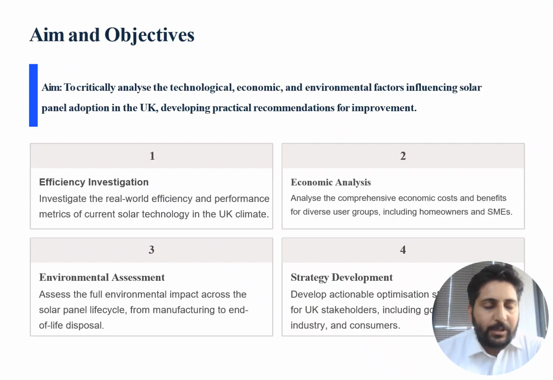So, aim and objectives. The main aim of my dissertation was to analyze the key factors affecting solar panels in the UK and to create a list of practical recommendations. To achieve this, I focused on four main objectives. Number one is investigating the technology efficiency. Second is analyzing the economic costs and benefits. Third is assessing the full environmental life cycle. And finally, developing strategies to make solar work better for everyone.